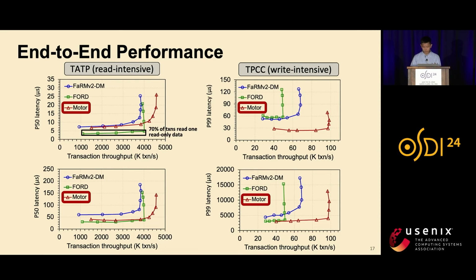Note that Ford exhibits lower median latency in TATP workload, since 70% of the transactions only read 1 data. In this case, single versioning can achieve lower latency. However, as the transaction's write set grows and the processing logic becomes more complex, the multi-versioning approach delivers more benefits by improving the read-write concurrency and eliminating writing remote logs. Compared with FarmV2, our Motor achieves higher throughput and lower latency, mainly because FarmV2 needs to do the chain walking while Motor does not.